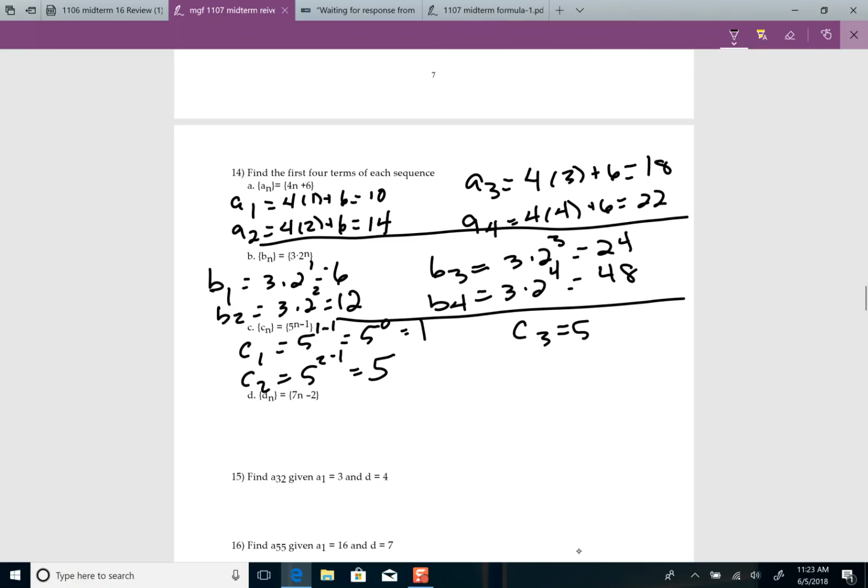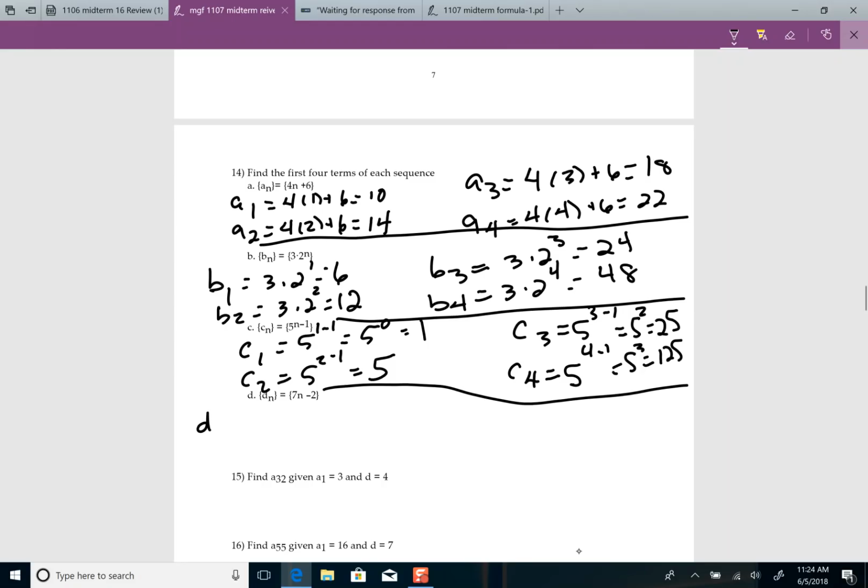C3, this is 3 minus 1, so that's 5 squared, which is 25. And then last one, C4, is 5 to the 4 minus 1, which is 5 cubed, which is 125. All right, then D.